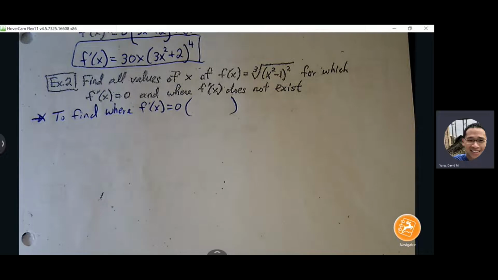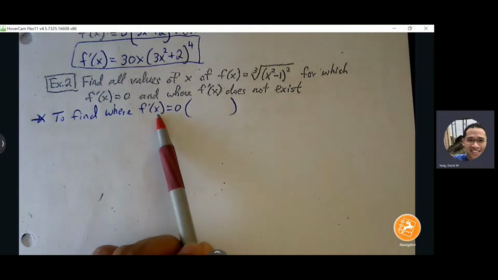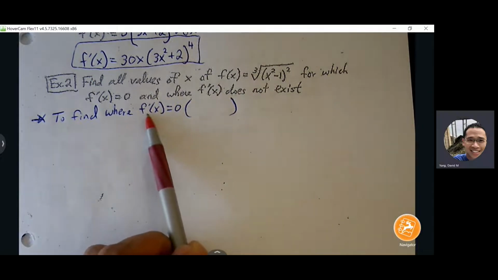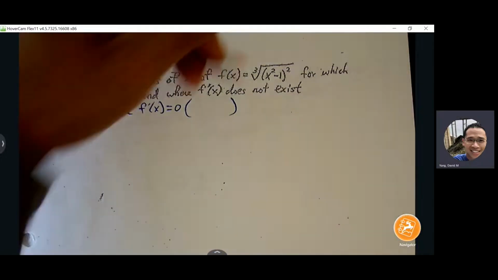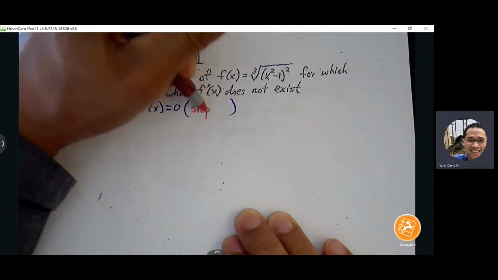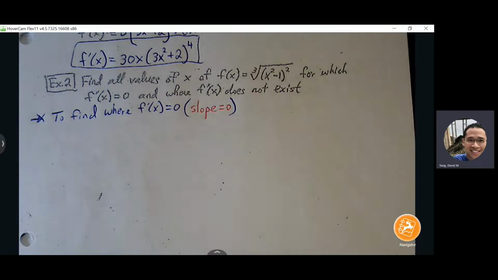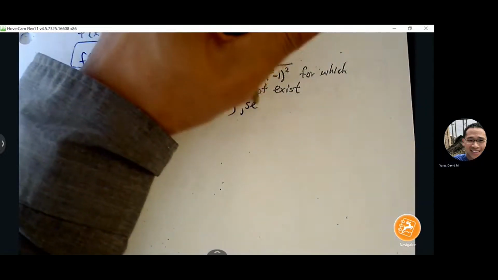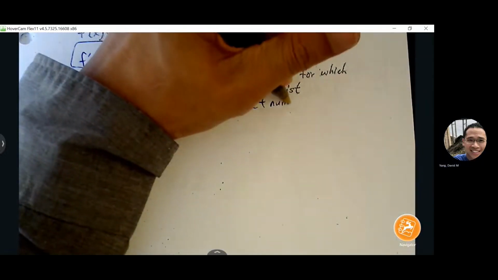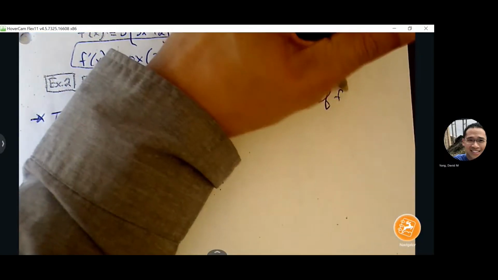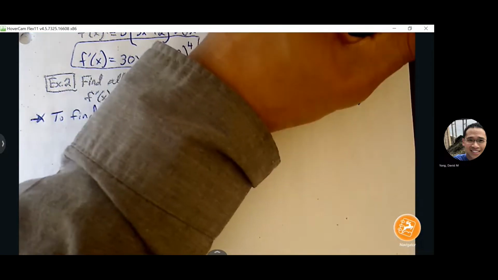Describe it in a visual sense. What does this mean? F prime equal to 0. Slope is 0, right? Slope is equal to 0. So to find where slope is equal to 0, the steps you're going to take is you're going to set the numerator of the derivative equal to 0.